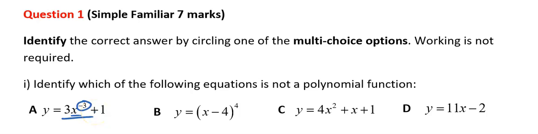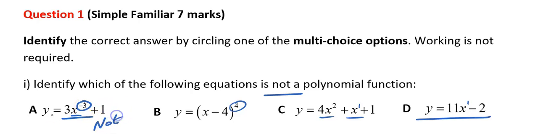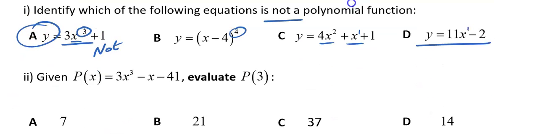Identify the correct answer by circling one of the multi-choice options. Identify which of the following equations is not a polynomial. That's a linear equation. It's x to the power of 1. It's a polynomial. These are all raised to the power of 1, 2. Here we've got a power of 4, which is fine. But here we've got a negative integer as an index. So this one is not a polynomial.